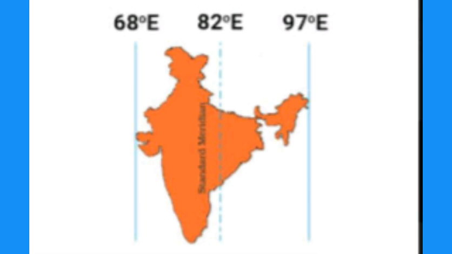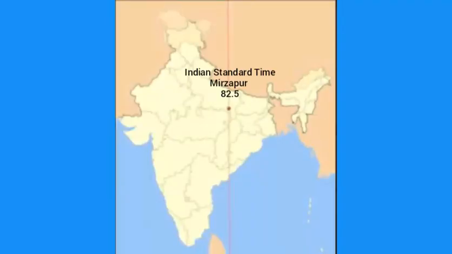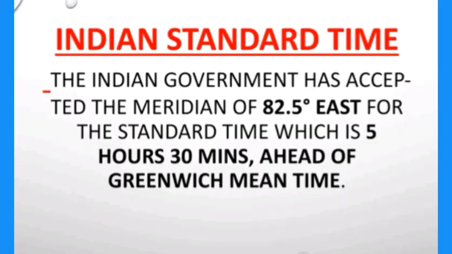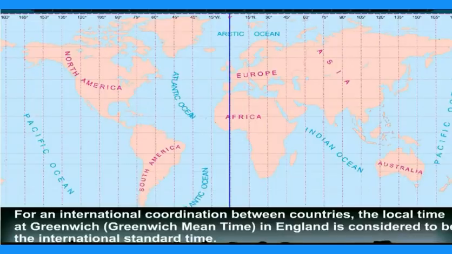India has 30 meridians passing through it. This can create a confusion about which local time should be followed by the country. To avoid this confusion, there is a need to have one central meridian for the whole country. This is the standard time for the country. The Indian government has accepted the meridian of 82.5 degree east for the standard time, which is 5 hours 30 minutes ahead of Greenwich Mean Time.